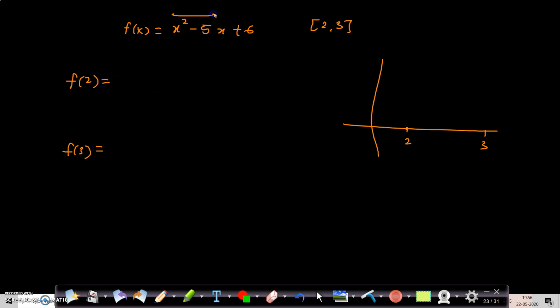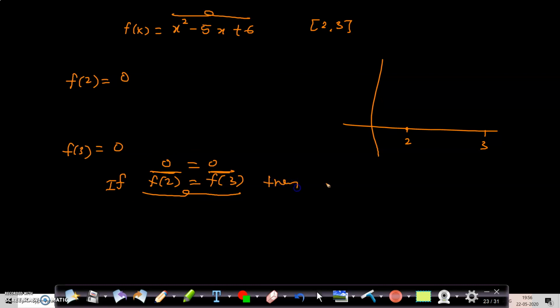If you put 2 here, what will you get? You will get 0. If you put 3, what will you get? Again you will get 0. That means what? f of 2 and f of 3 are the same. Yes, this is true. If this is happening, then there exists at least one point where the derivative is going to be 0. Okay, but we don't know where.